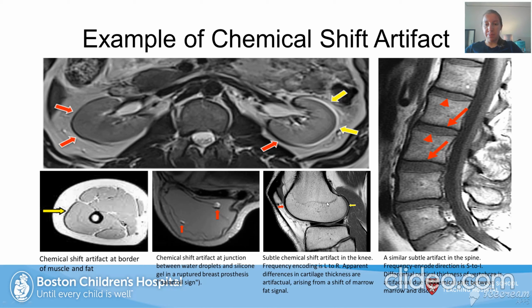Then over here you have the knee. So there's a subtle chemical shift artifact in the knee here. The frequency encoding is from left to right, and you can see the apparent difference in the cartilage shifting from the marrow fat signal. It's a very slight artifact here. There's also a similar subtle artifact in the spine here, so the frequency encoding direction is being read from superior to inferior, and you can see there's a difference in the cortical thickness here, and you can see the dark bands that are running across.